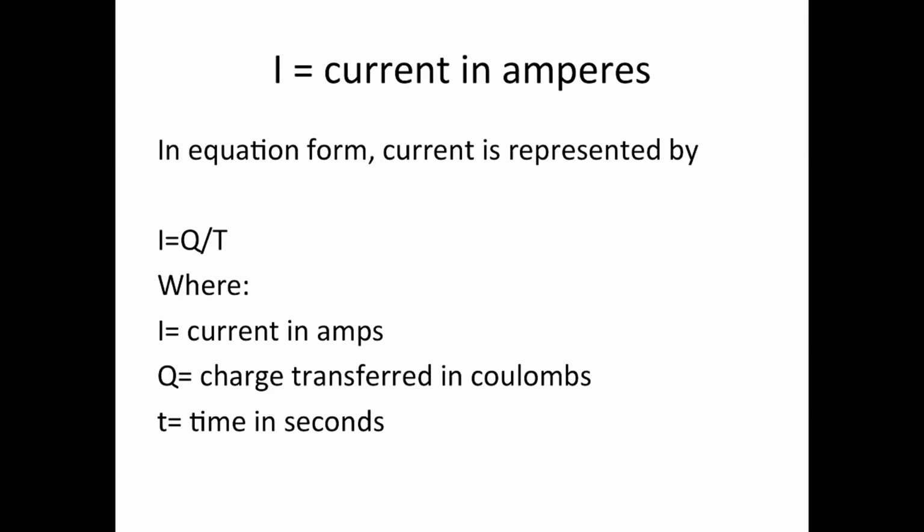So if we look at that in equation form, it is designated by the letter I, capital I, and I represents current in amps. So we're looking at I equals Q over T, where I equals current in amps, Q is the charge transferred measured in coulombs, and T is always the time in seconds.